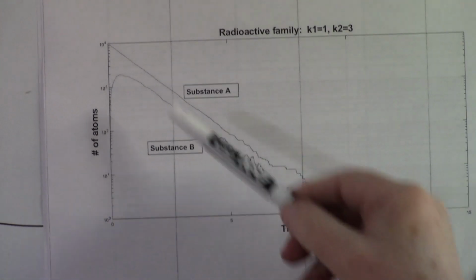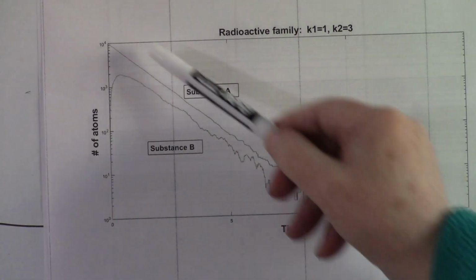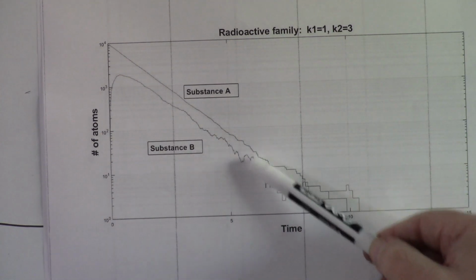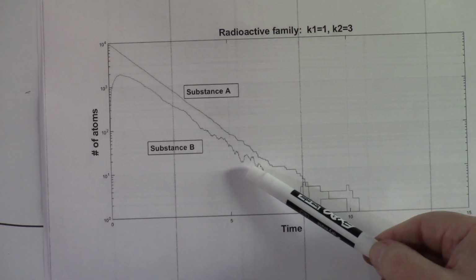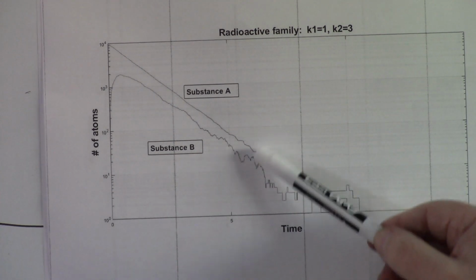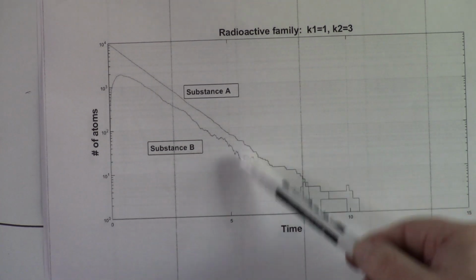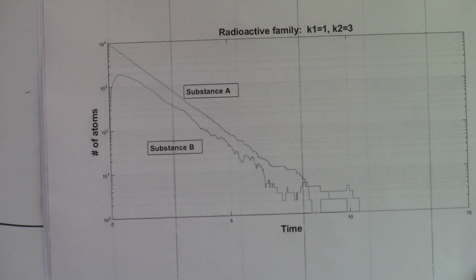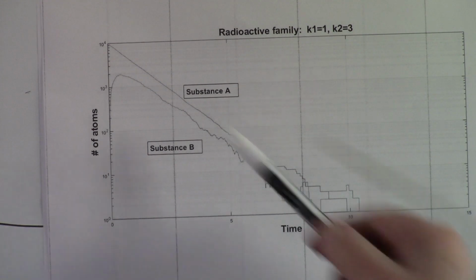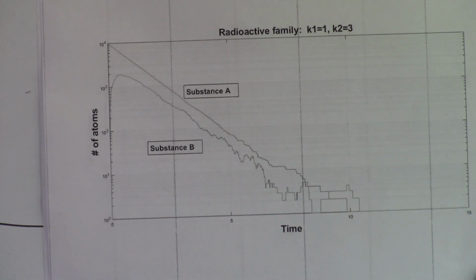In fact, this means that the amount of B is proportional to the amount of A. Again, it is not correct in the last piece where the number of atoms of B becomes less than 10. Yes, so this is what happens here. So this is a simulation which somehow confirms this theoretical analysis.